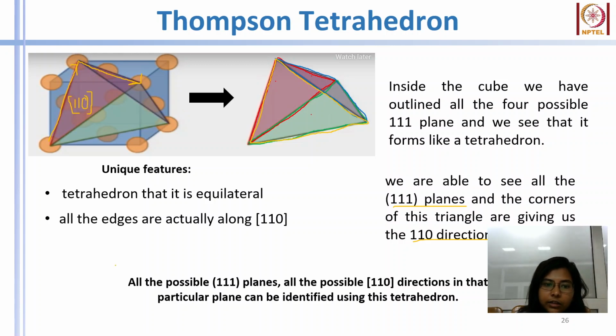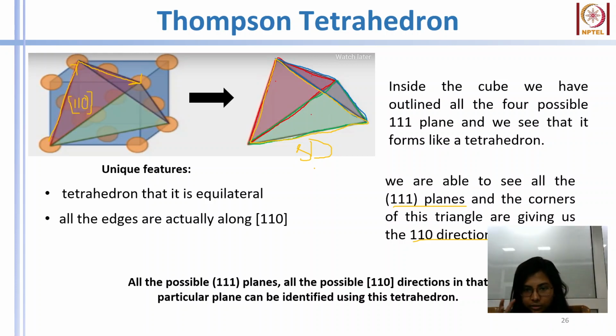In Thomson's tetrahedron, all the possible 111 planes and all the possible 110 directions in that particular plane can be identified using this tetrahedron. This is a three-dimensional structure, which is projected into 2D, onto the plane of a paper, or in this case the screen of my computer. So it is projected onto a flat 2D screen.